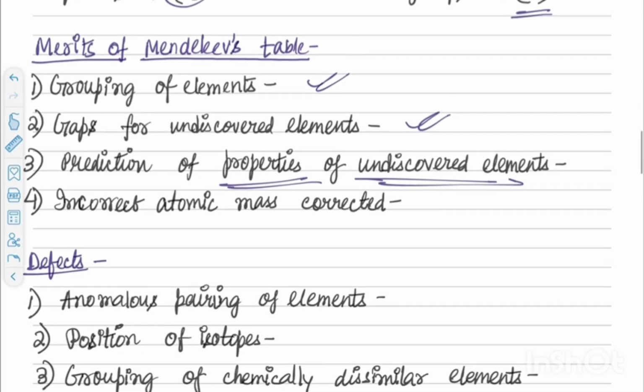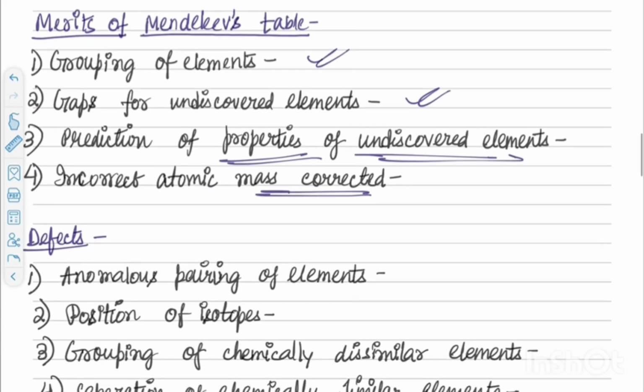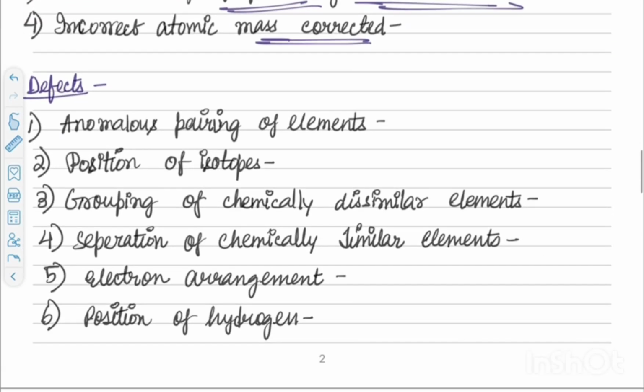And incorrect atomic mass was corrected. Some atomic masses were stated differently earlier, but he corrected them. And this is how his periodic table got some recognition, although there were some defects as well. An anomalous pairing of elements. Some elements did not have a match. They were anomalous.